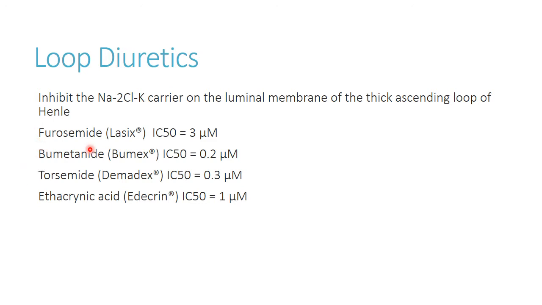There are a few agents in this group. We have things like furosemide, bumetanide, torsemide, and then also this last one called ethacrynic acid. Basically, the only difference between these is going to be the potency and how well they're able to cause diuresis, and that will affect the dose that you can see.